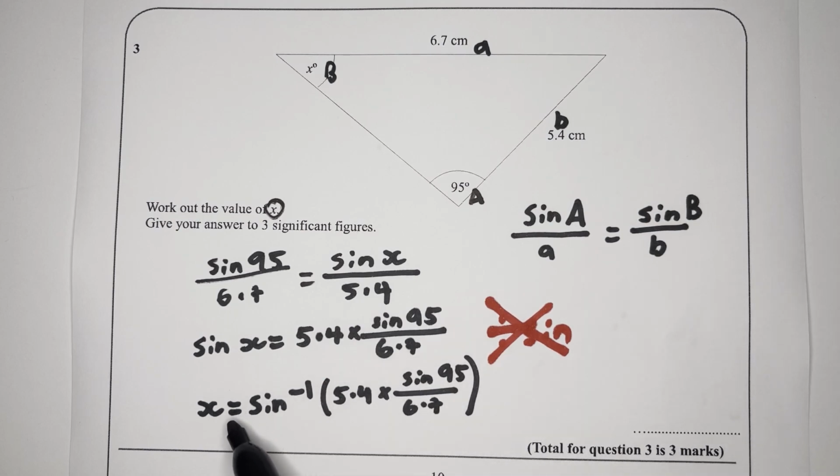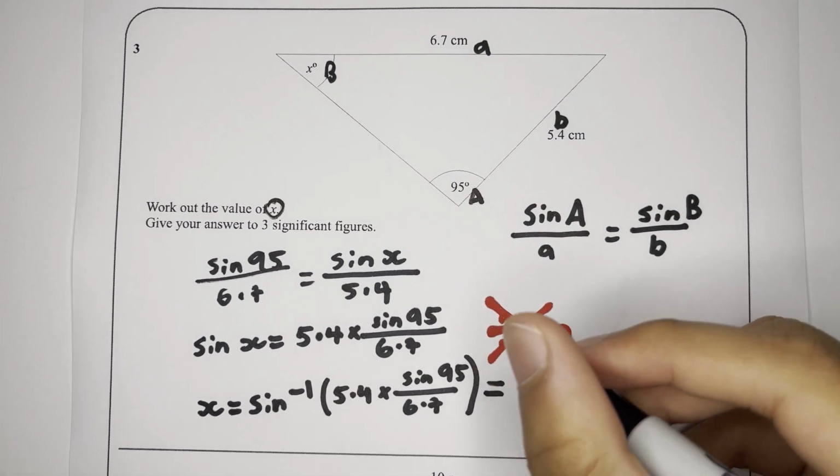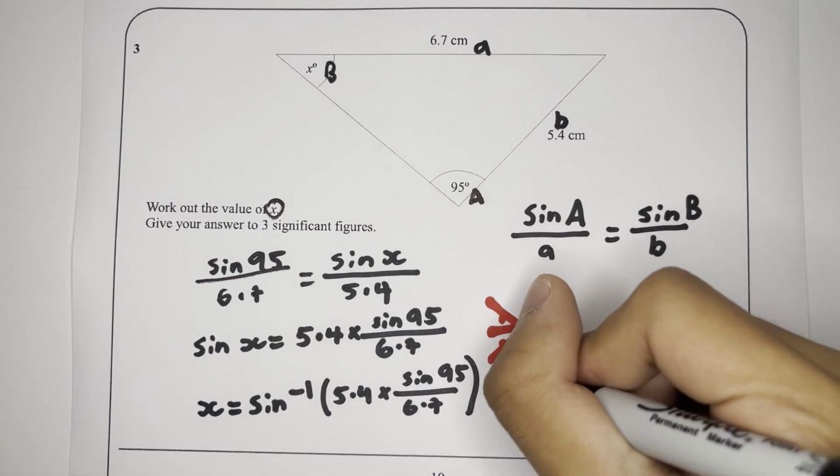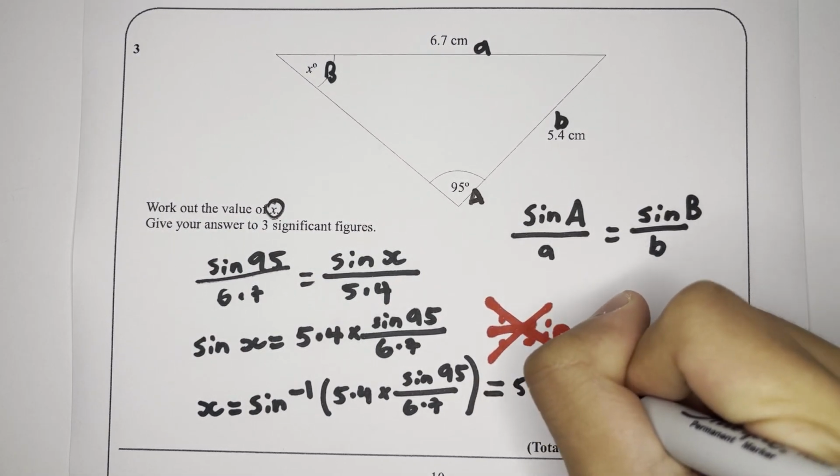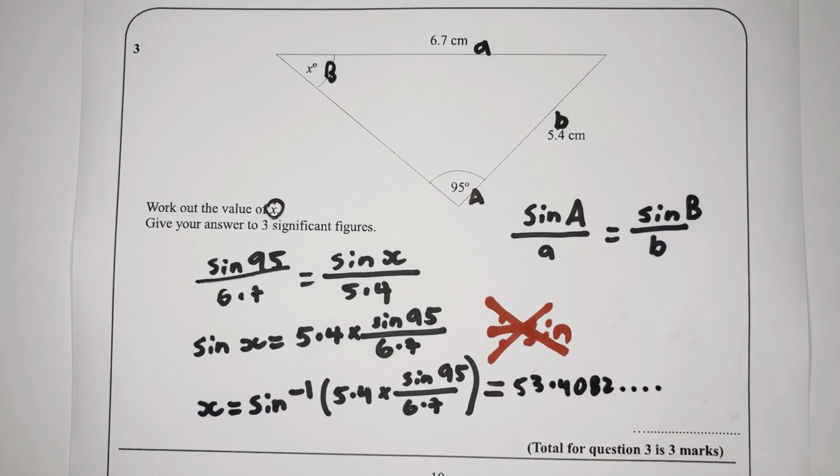To work out an angle, we must take the inverse function, in this case sine to the minus 1, of both sides, leaving us with x equals sine to the minus 1 of our expression. If you plug this into a calculator, you can see that x is equal to 53.4082 something.